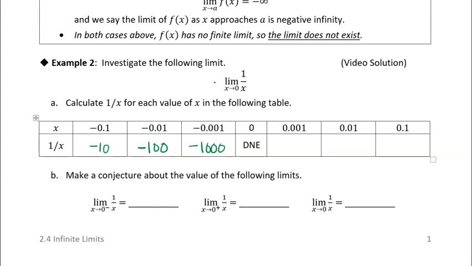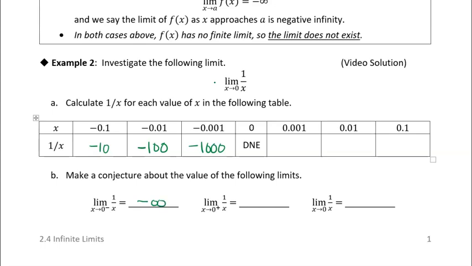So if we put in smaller and smaller negative numbers, closer and closer to 0 from the left, it looks like those numbers are going to get larger and larger in magnitude, but they're going to be negative. So the magnitude is going to be large, but negative. So we can say that the limit as x approaches 0 from the left of 1 over x is negative infinity.